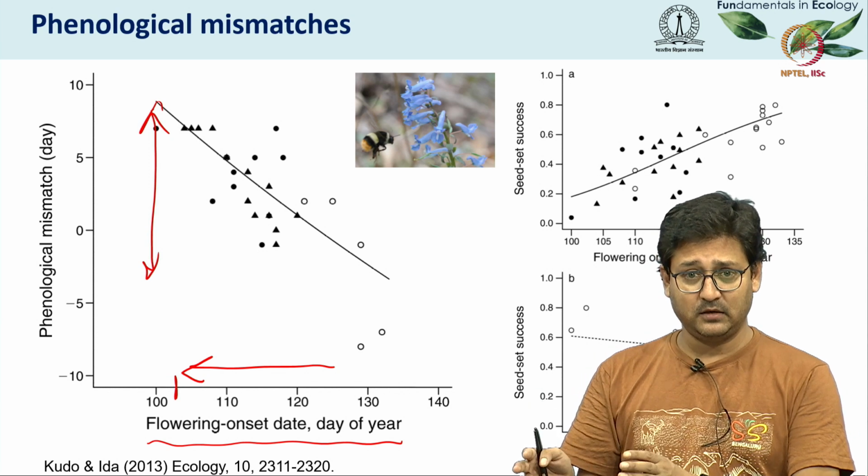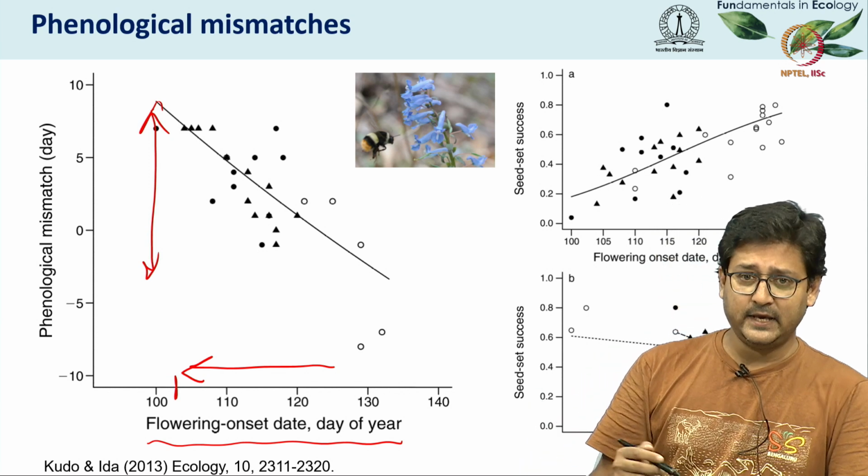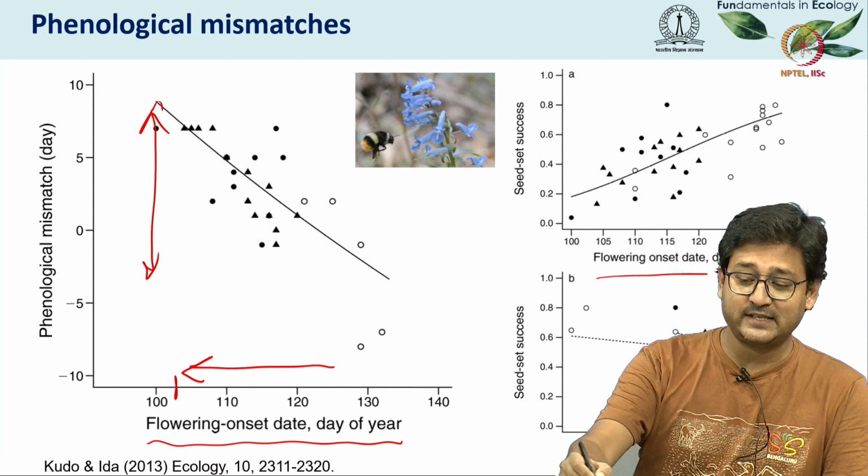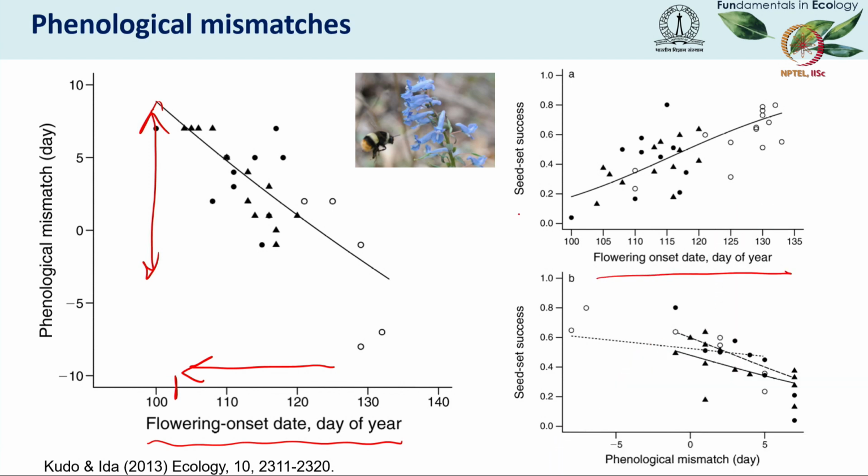And so what you're seeing on the right here are graphs showing, on the x-axis, for example, flowering onset date, and on the y-axis, seed set success, which is how many seeds these plants are actually putting out. And so as the flowering date becomes earlier, seed set success comes down. So the phenological mismatch has a very important consequence for these plants: because of the disconnect in the activity times of the bumblebees and the plants, they're putting out fewer seeds. They're facing a fitness consequence.